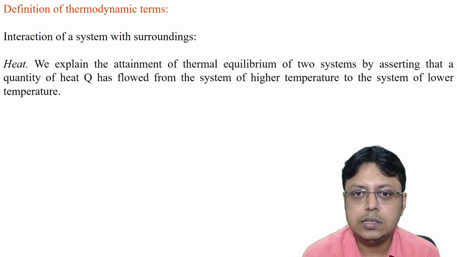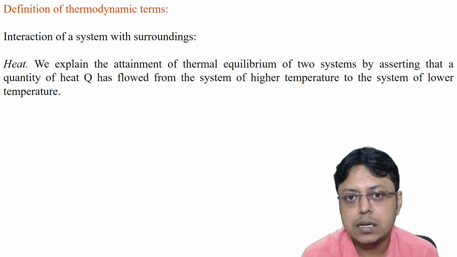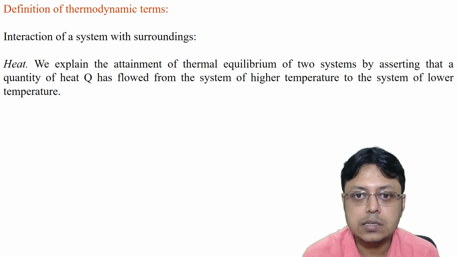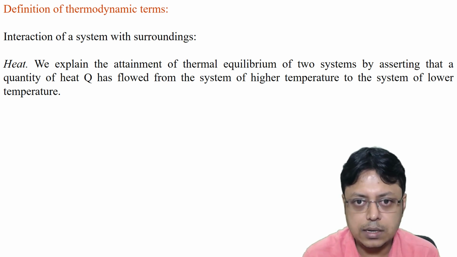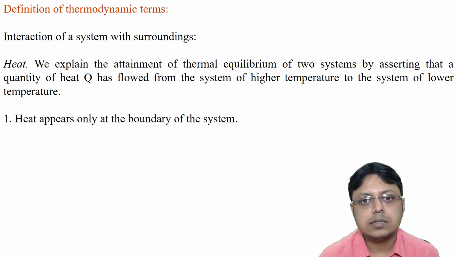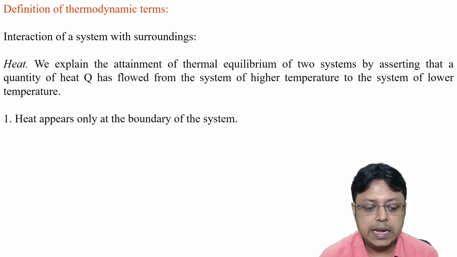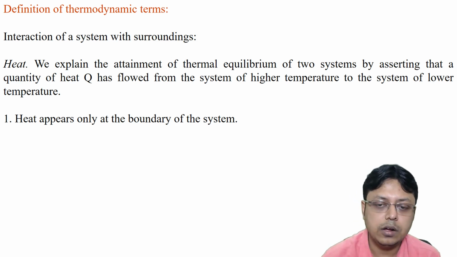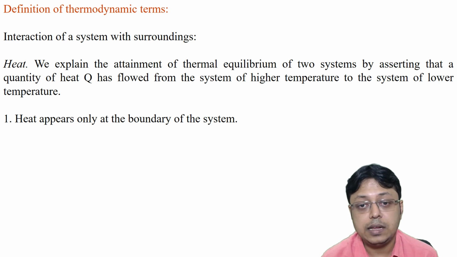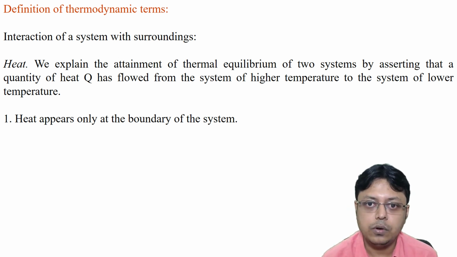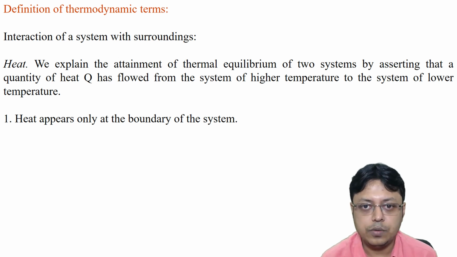So there is no such definition of how much heat a system has. Heat has only meaning when a transformation happens. We'll discuss it in detail immediately. Now, here are some properties of heat. Heat appears only at the boundary of the system. What does that mean? That means in any process that involves a change of the state of the system, heat will either flow into the system from the surrounding or to the surrounding from the system.